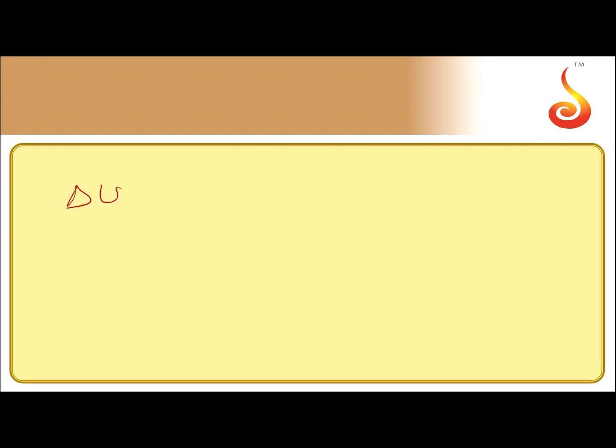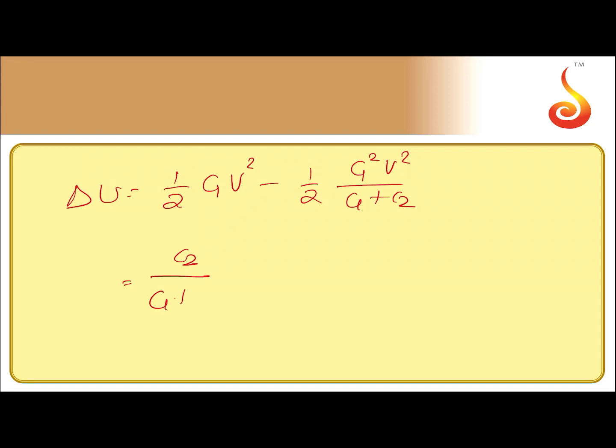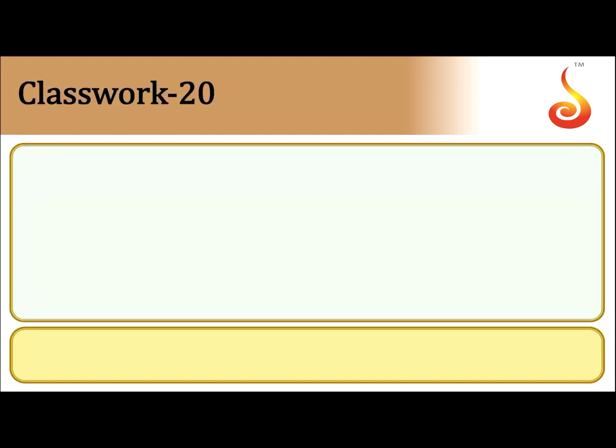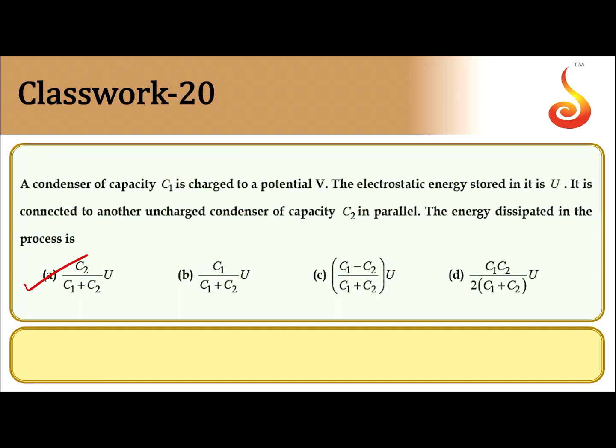Therefore, the loss in the energy is equal to half C1 V square minus half C1 square V square divided by C1 plus C2. You can simplify it to get the answer as C2 divided by C1 plus C2 into initial energy, that is U. This is the loss in the energy, that is the energy dissipated. A is our correct choice.